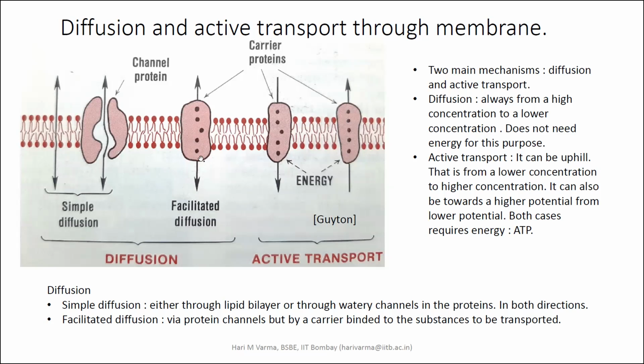So these materials can attach to these receptors and they will carry them and take them to the interior or outside. So this can happen in both directions. It can be from outside to inside or from inside to outside the cell, right? But then active transport is a different story.